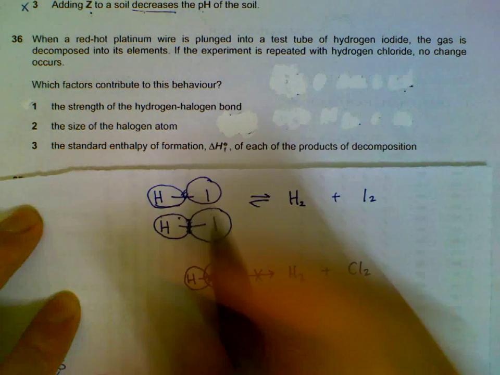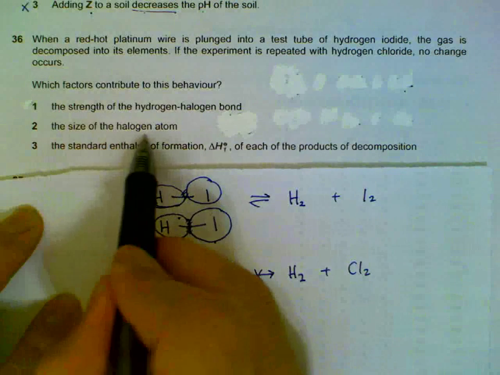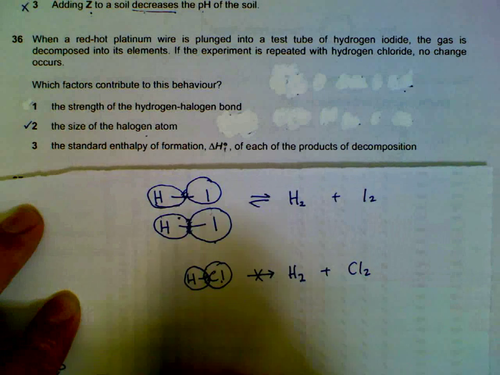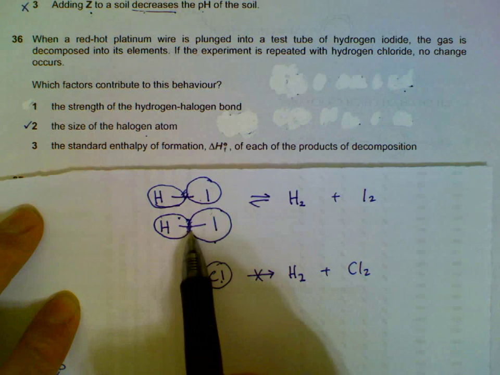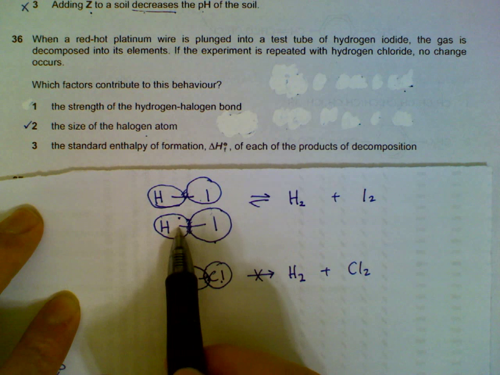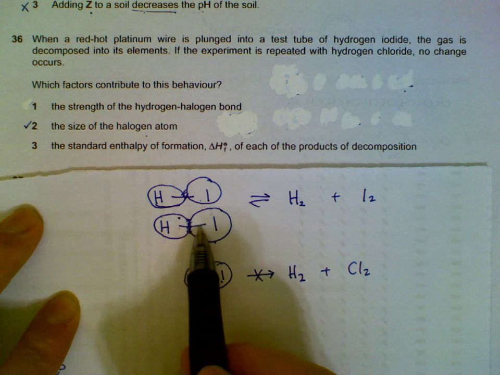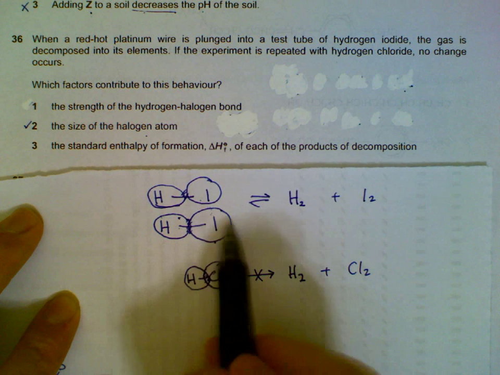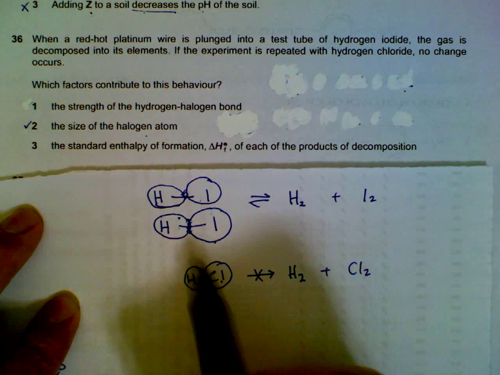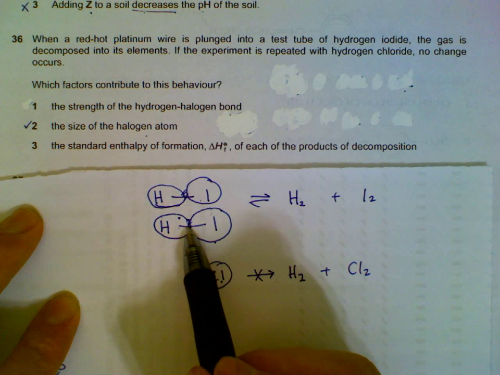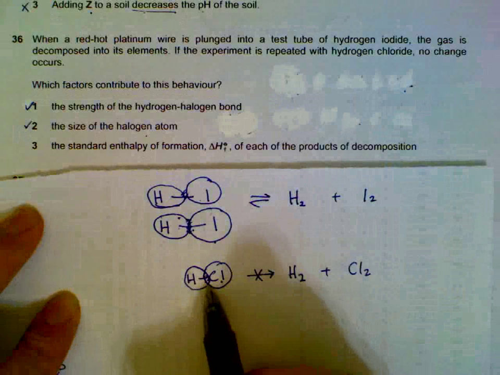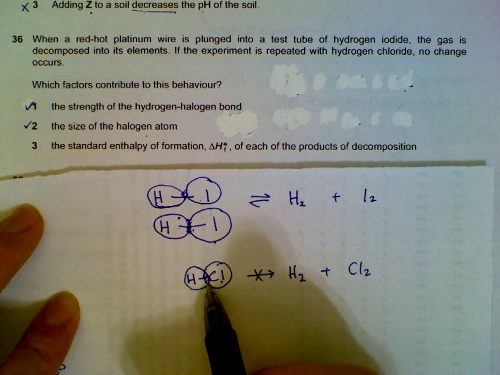Right, so this makes the statement true. The size of the halogen atom actually causes the different observations. The size, as we discussed, will affect the overlapping, which will mean that this is a greater distance. The bigger your atom is, the longer your covalent bond is, and that means it's a weaker bond also. So the strength of the covalent bond, this is weaker and this is stronger, will also contribute to the different observations.